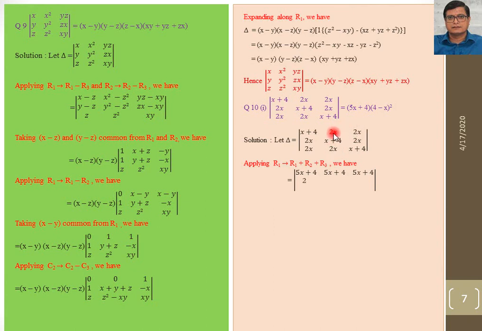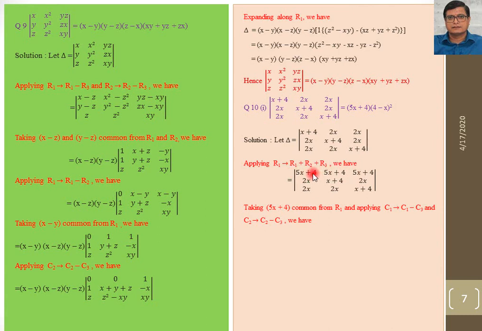We can do the operation along columns also, C1 plus C2 plus C3. Again we will be getting the same answer here. Then we can take 5x plus 4 common, number 1, because I am merging these two steps together here. So taking 5x plus 4 common from R1, number 2, once we take 5x plus 4 common from R1, these elements will be 1 here.